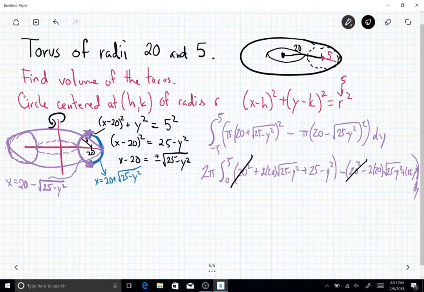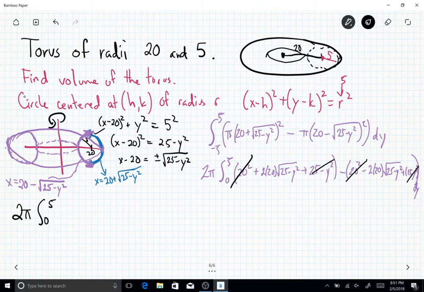25 minus y squared, and then you subtract off 25 minus y squared. That's gone. So you might say, oh, the whole thing goes. No, it's not that much of a fire sale. You have a minus and minus that makes a plus. So this thing becomes 2 pi times the integral from 0 to 5.